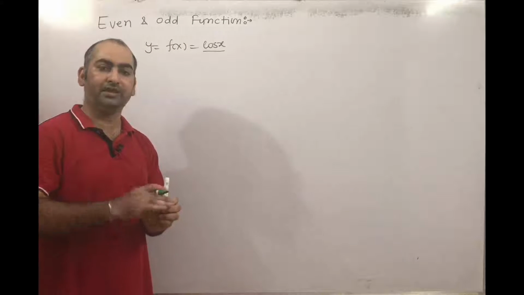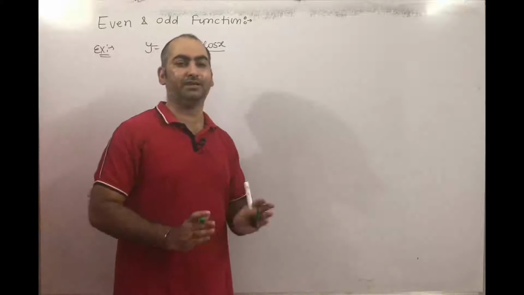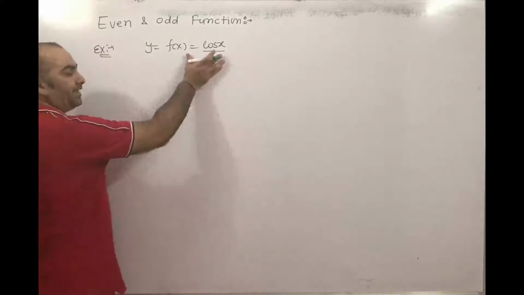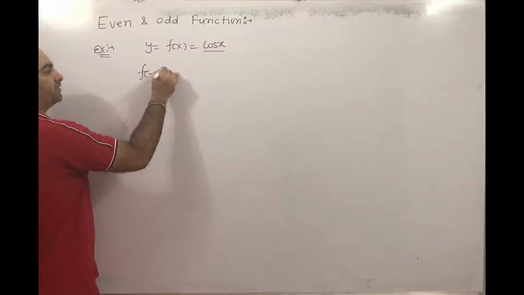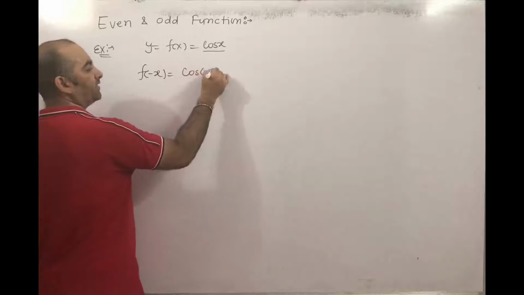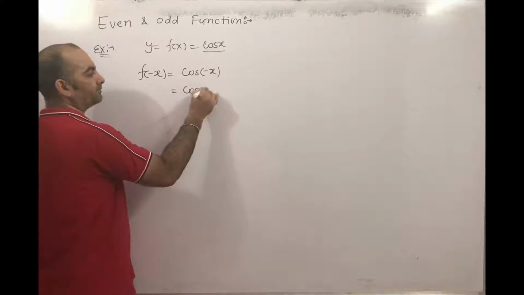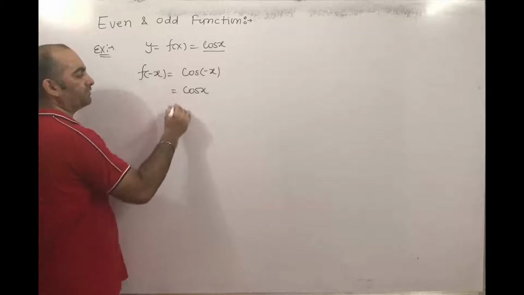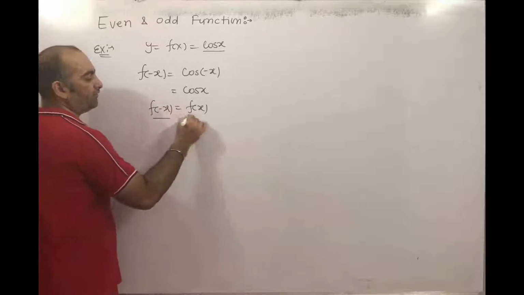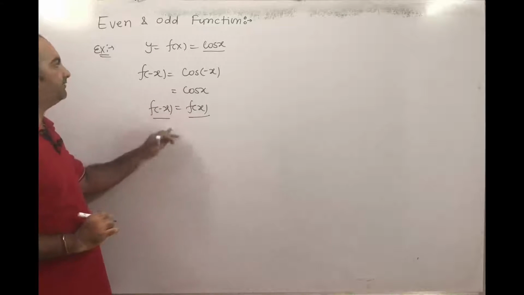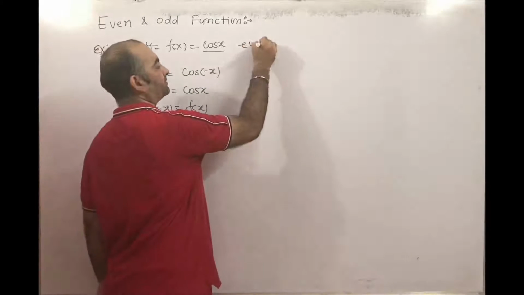From the origin, one side is 0 to infinity and the other side is minus infinity to 0, so the domain is symmetric. Next, replace x with minus x, so we get f(minus x), which is cos of minus x. We know cos of minus x is cos x, and cos x is nothing but f(x). So f(minus x) equal to f(x), and we can say that y equal to f(x) is an even function.